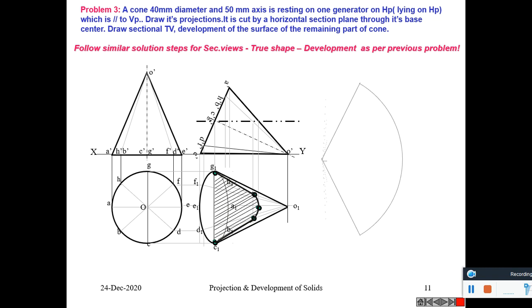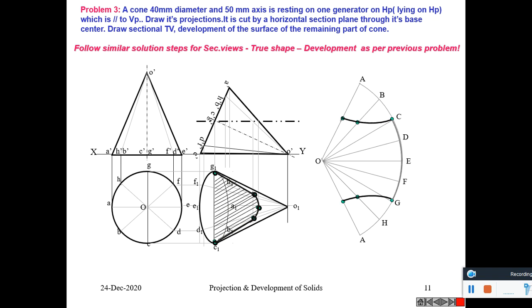Draw the development. These points are marked here. This portion is removed. Portion containing A, B, H, etc. are removed. So this is removed. And this portion is also removed. Top portion.